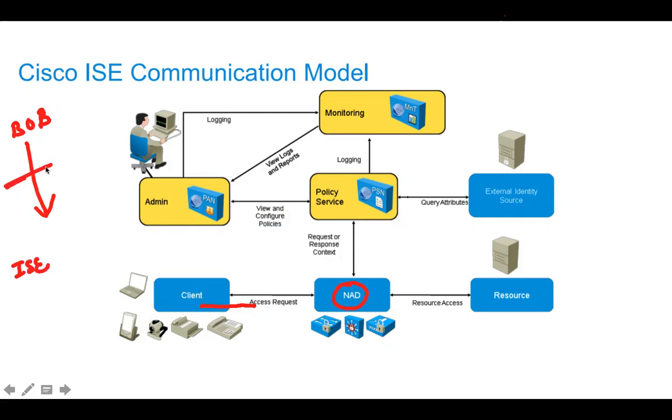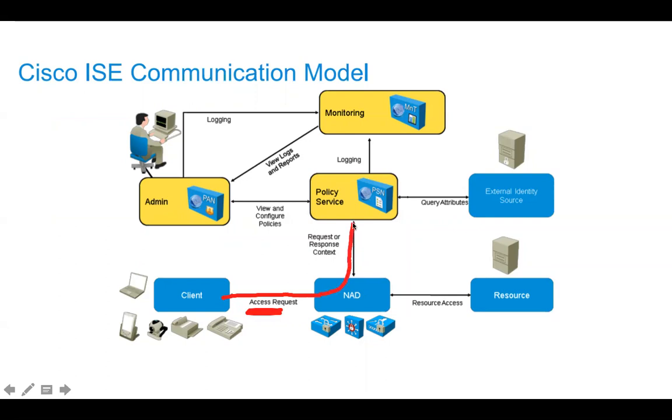In transit, you have certain devices. That device can be a switch, an ASA firewall, an access point or WLC controller, or a router. That could be any device. That device is called a NAD. So the moment the client sends the traffic, I'll explain what an access request is.